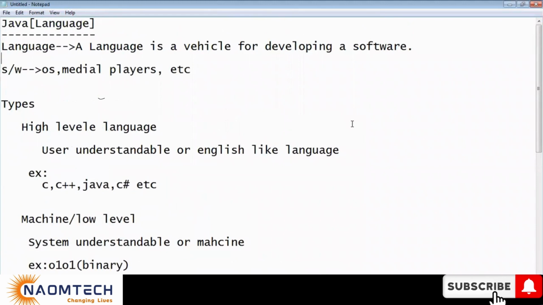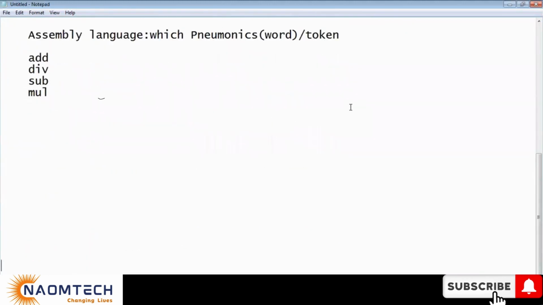I hope this is clear. So what is a language? It is a vehicle for developing software. Now let us quickly summarize a few questions. In this video, we discussed what a language is, what high level is, what a machine language is, and what assembly is. I think you can answer all these questions from this video.